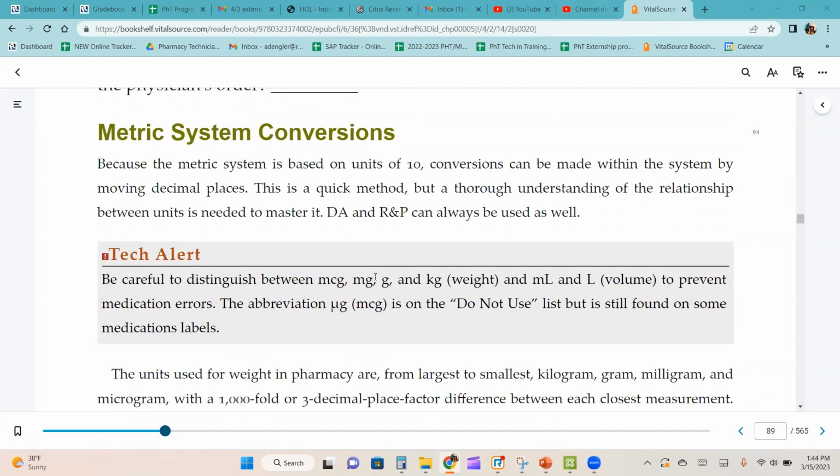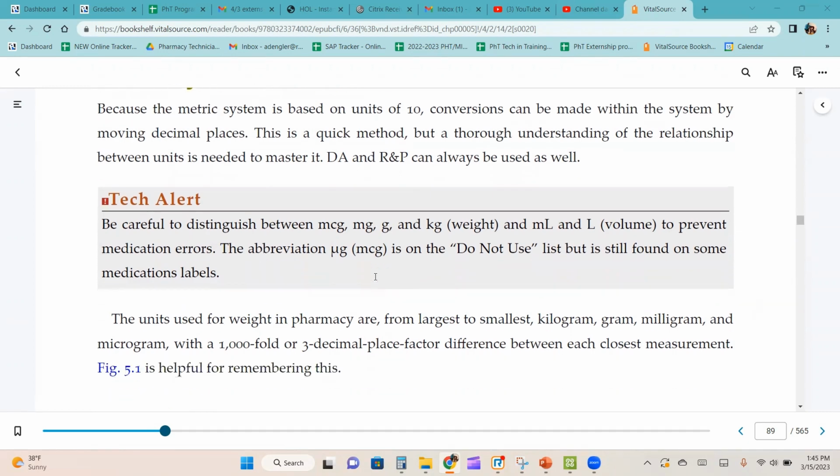Because the metric system is based on units of 10, conversions can be made within the system by moving decimal places. This is a quick method, but a thorough understanding of the relationship between units is needed to master it. Just like the other problems, I recommend using ratio and proportion to solve these and not moving decimal places. If you feel comfortable doing that, then by all means, go ahead. If you get the right answers, great. I just know a lot of students, when they use moving decimal places, get the wrong answer sometimes.